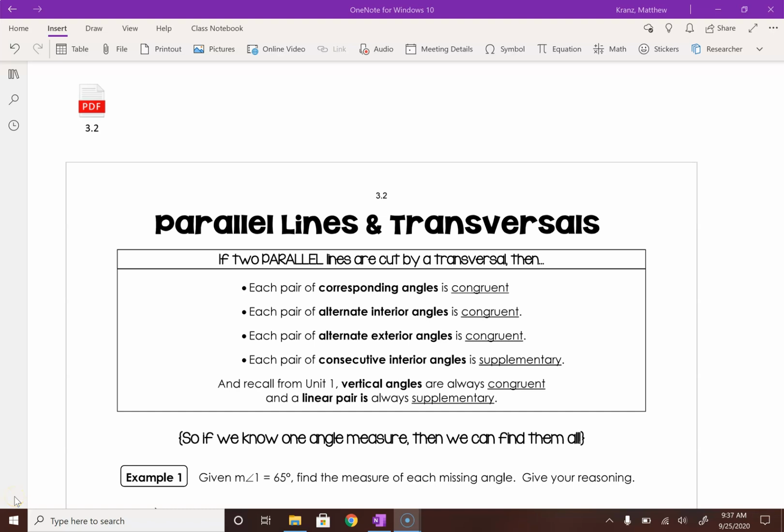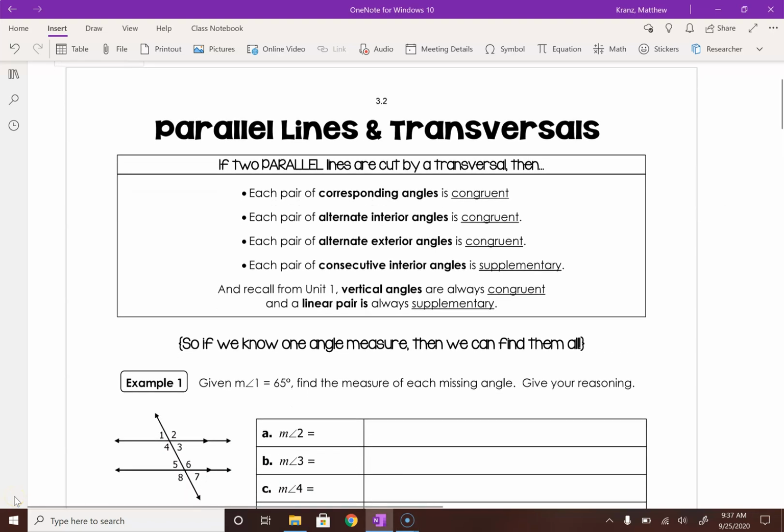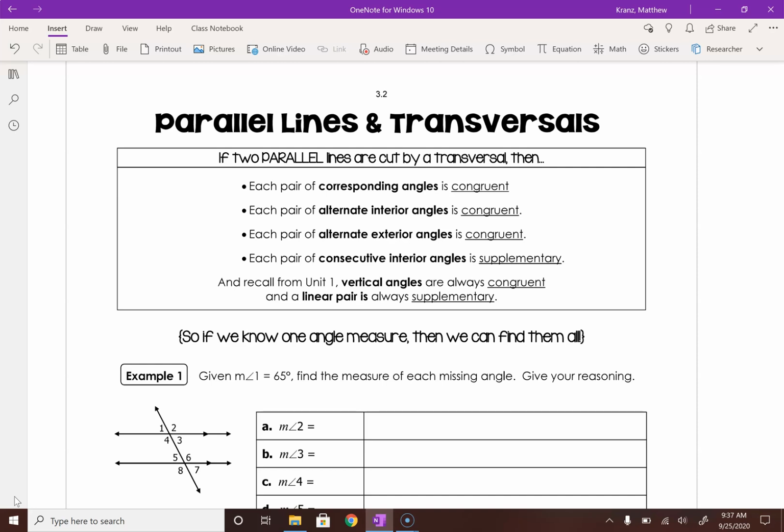Hi everyone and welcome to Geometry Lesson 3.2. So in this lesson we are going to continue looking at parallel lines and transversals and the angles that they make, and figure out what happens when we actually have parallel lines with a transversal.